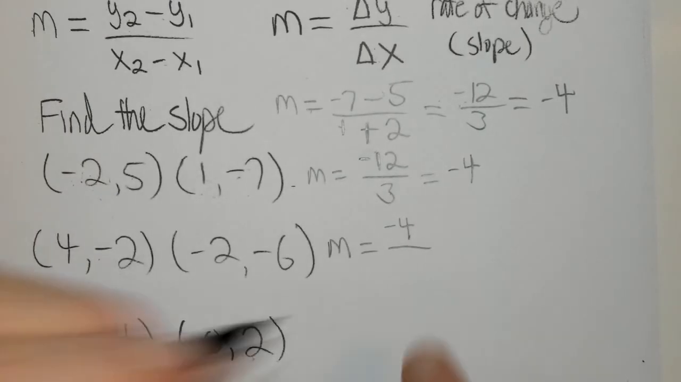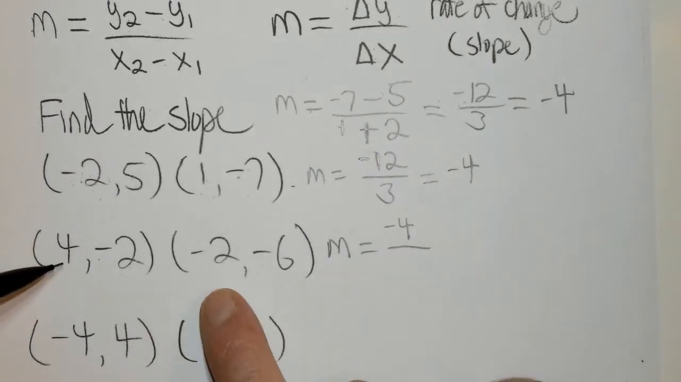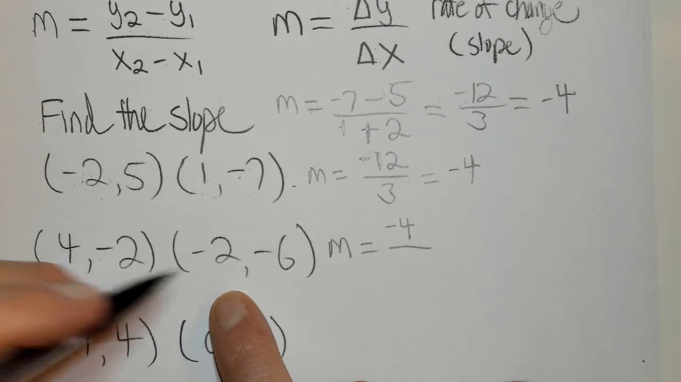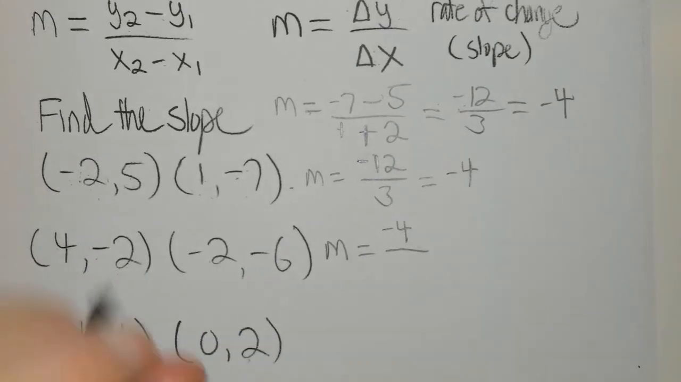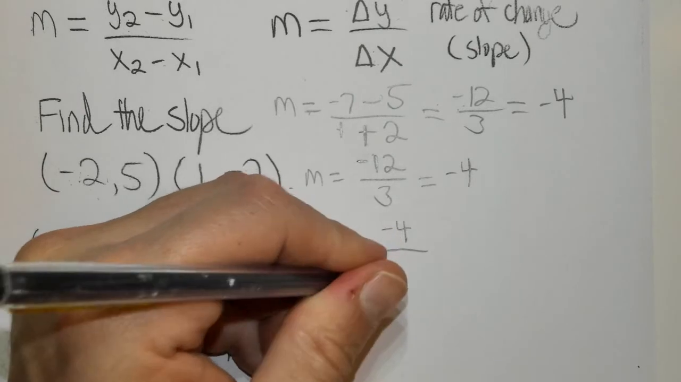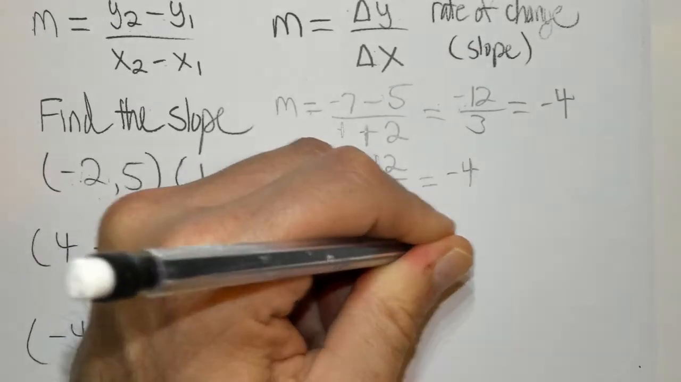And on the bottom now I need the change in x. So my x goes from 4 to -2. That's also going down, but that's going down by 6. -6 on the bottom of the fraction.